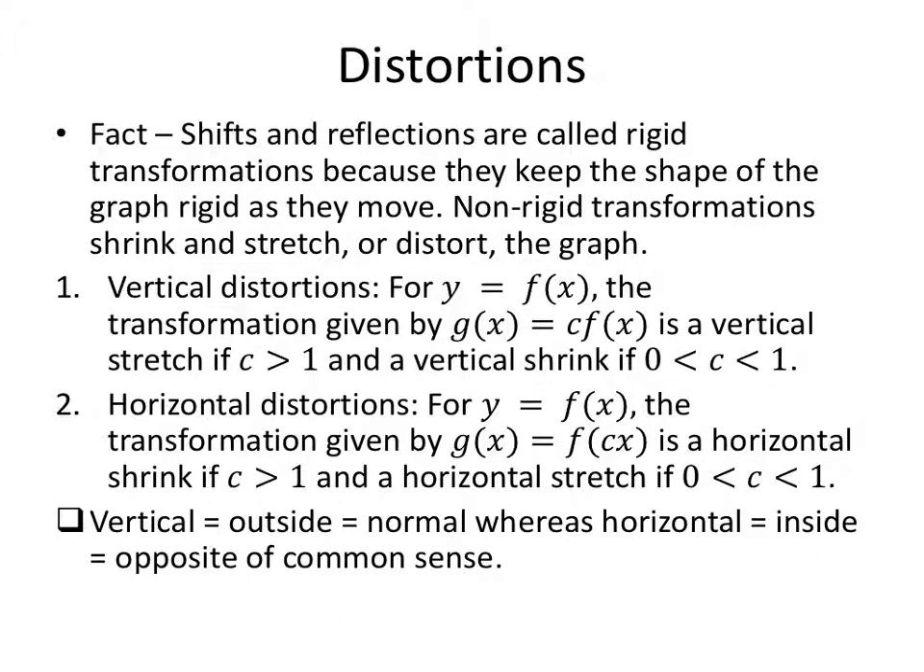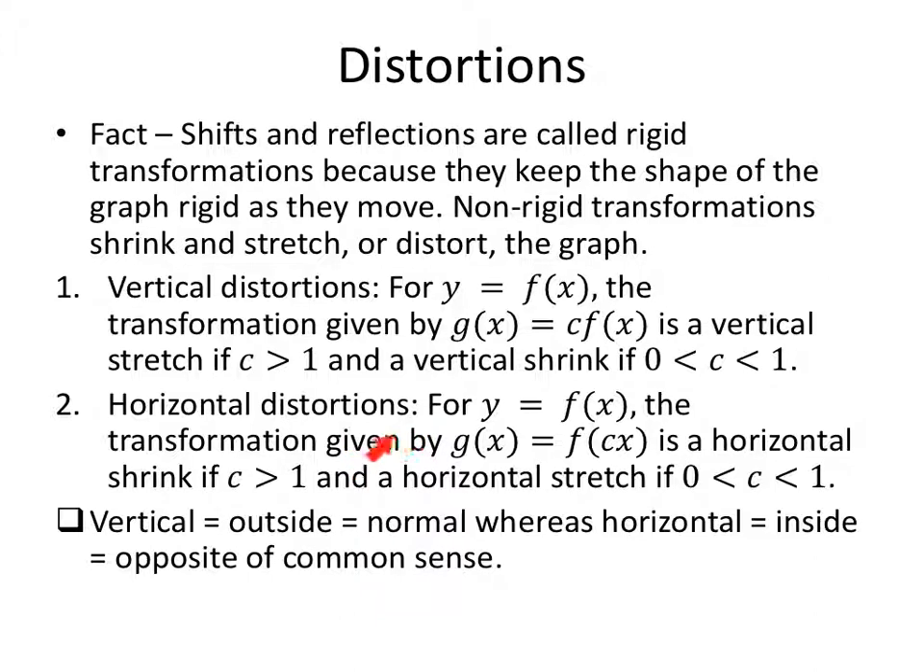Vertical distortions. For y equals f of x, the transformation given by g of x equals c times f of x is a vertical stretch if c is greater than 1, and a vertical shrink if c is a proper fraction between 0 and 1. Vertical shrink, think about it as pressing down on the tops of a quadratic so it makes it wider. A vertical stretch, think of it as grabbing the arrows on the endpoints and pulling them either straight up or down or whatever your graph happens to be finishing at, so it makes it narrower. So a vertical stretch is narrower. A vertical shrink, I'm pushing it down, it's going to be wider.